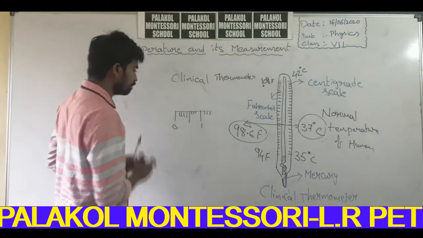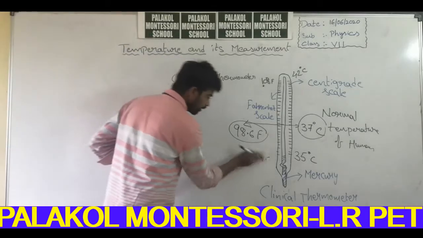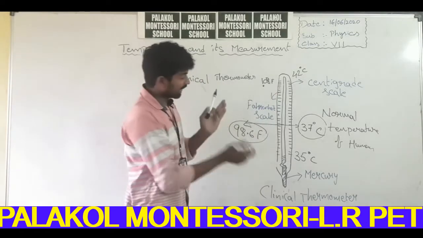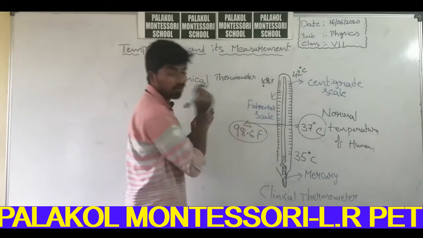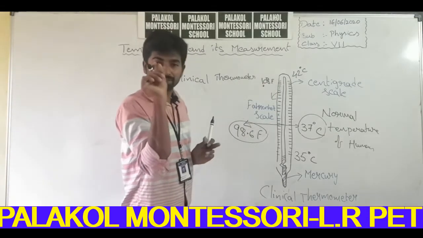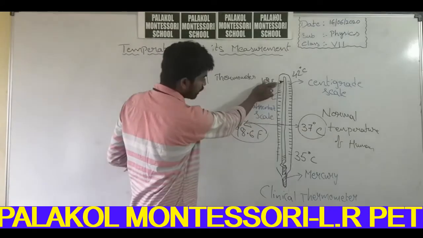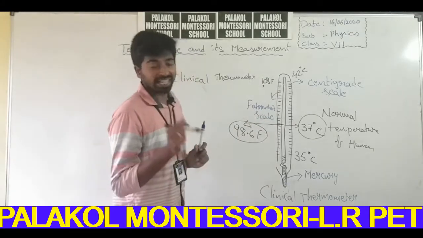And what was the important point about this clinical thermometer is the narrow tube. The thermometer is made of glass. It consists of a narrow hollow tube in the middle. There is a very small tube-like space. You can observe here a tube-like space. It is a very narrow tube.